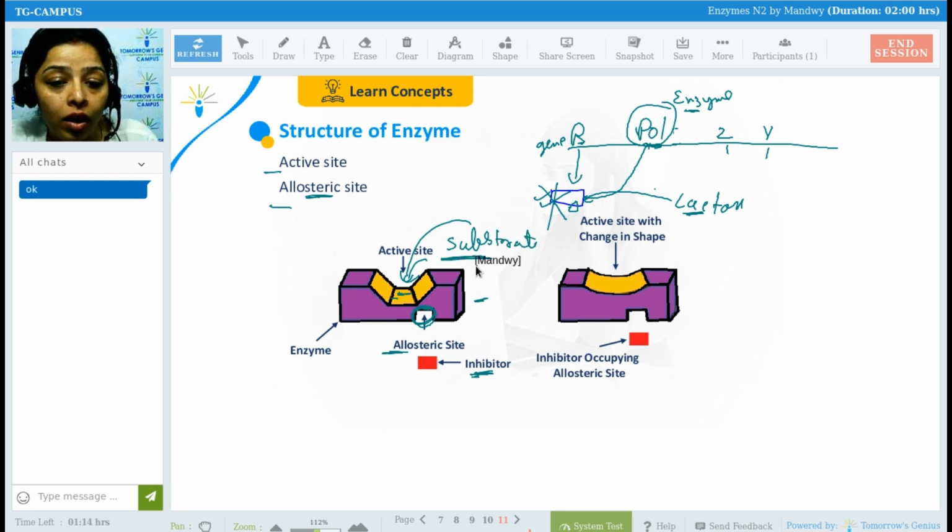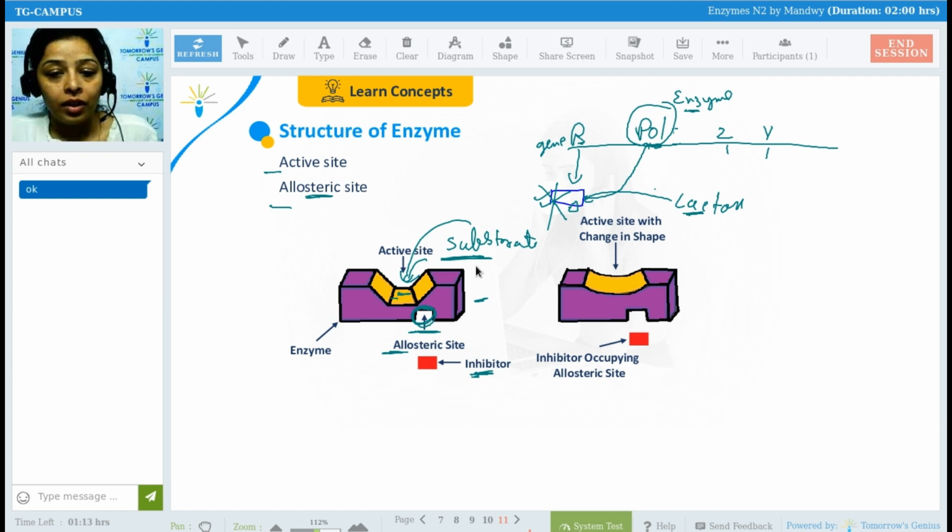After binding with the substrate, the enzyme will perform the catalysis process. It will catalyze the reaction. Are you getting me? So whatever thing other than the substrate may come and bind to a site other than the active site, that is the allosteric site. Clear? So this is the structure of the enzyme.